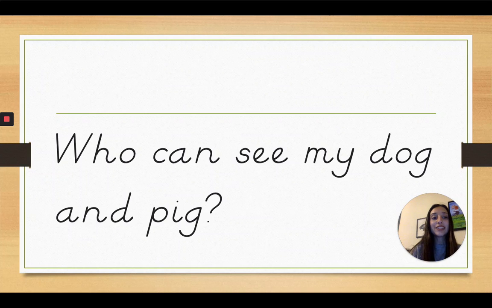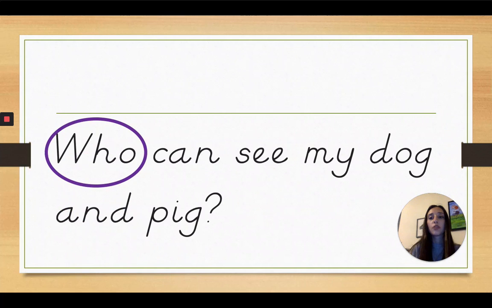All right, so this sentence says, who can see my dog and pig? And so remember, when you have that question mark at the end, you want to make sure that your voice sounds like you're asking a question. So there we go. I have that sight word who in the front. And who gives me a little clue that I'm probably going to be asking a question. That's why I have a question mark at the end there.